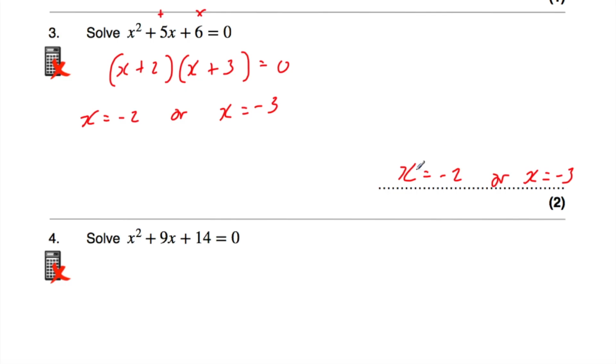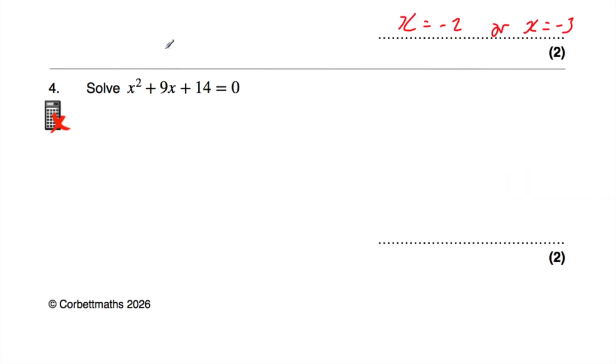So there are two possible solutions, and that's it. Okay, let's look at our next question, question number 4. We've been asked to solve x squared plus 9x plus 14 is equal to 0. So let's factorize this quadratic on the left-hand side.